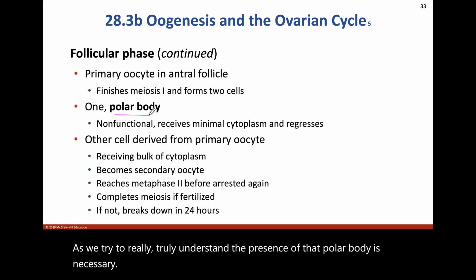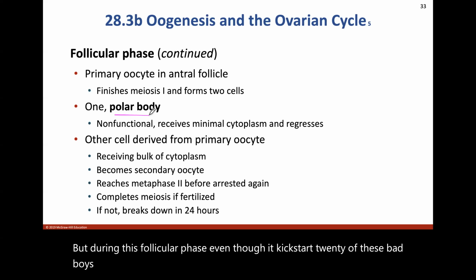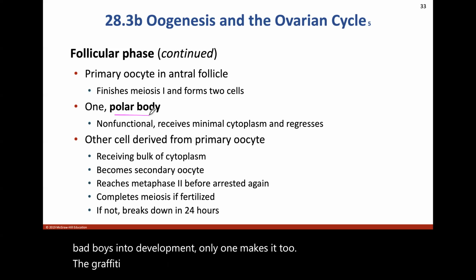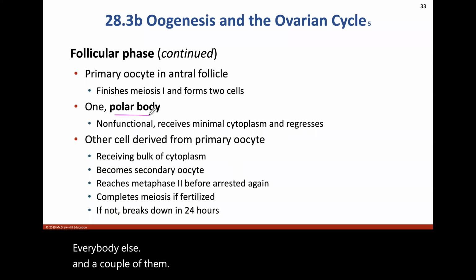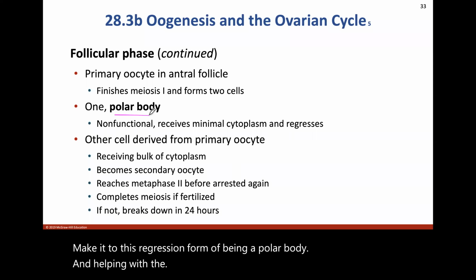All right. But during this follicular phase, even though we kickstart 20 of these into development, only one makes it to the Graafian follicle, to that mature follicle. Only one. Everybody else regressed. And a couple of them make it to this regression form of being a polar body and helping with the developmental process.